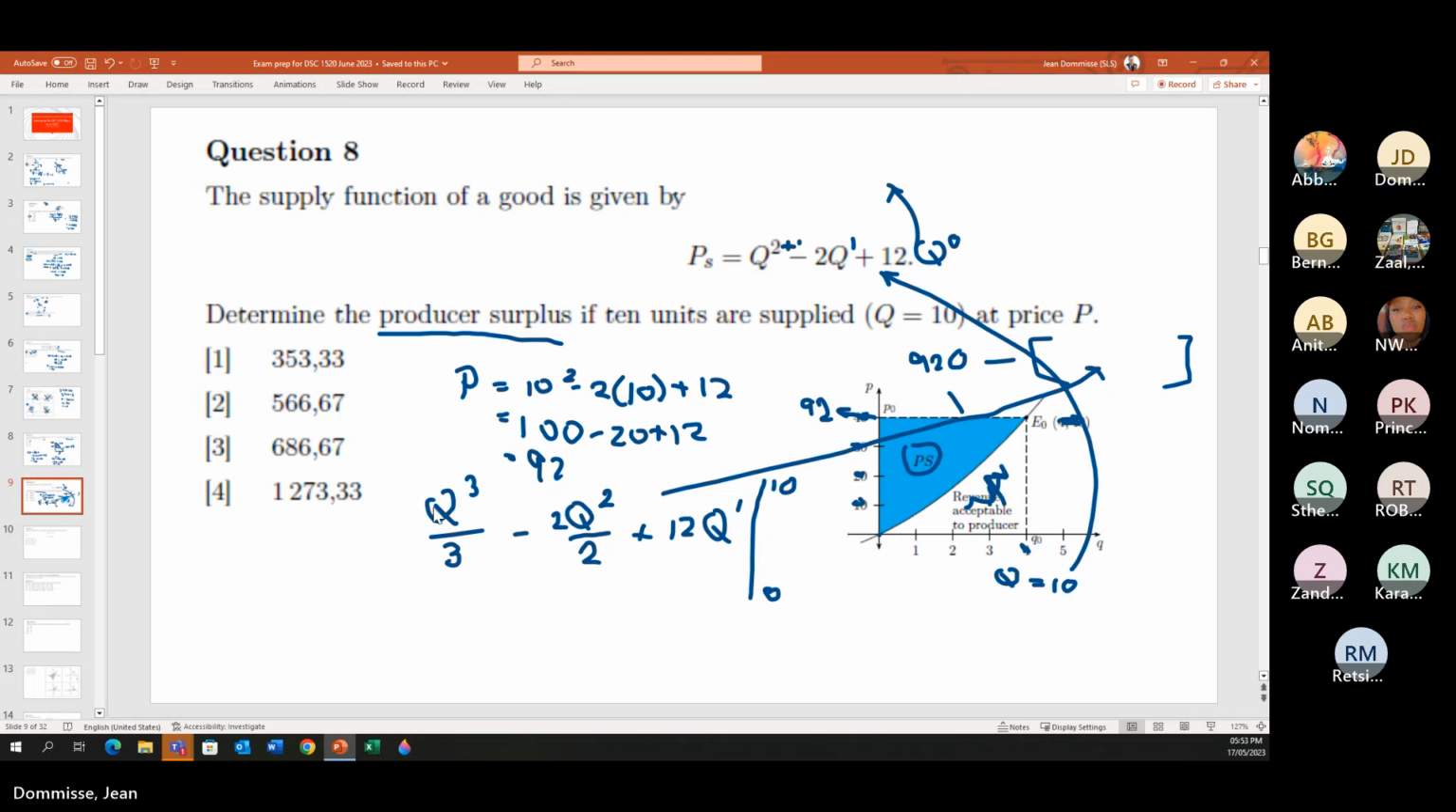So 10 to the power of 3 divided by 3 minus 2, 10 to the power of, okay, so that we could have cancelled out as well. So can do that. Plus 12 times 10. So what we would have done is to say minus whatever is in this bottom part.